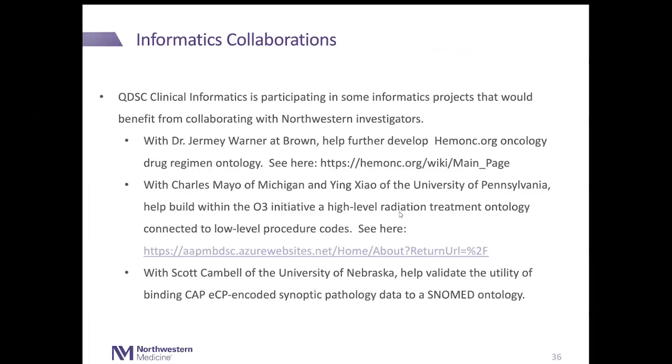And so these are just some informatics collaborations that my group has participated in to try to make our job easier, and also try to make the use of data at Northwestern better. So I've talked about hemonc.org a lot. We've been basically trying to work with Jeremy to have better connections to disease sites, so that it would be easier to query by the codes that we actually have in our tumor registry inside the medical record coming from synoptic pathology.